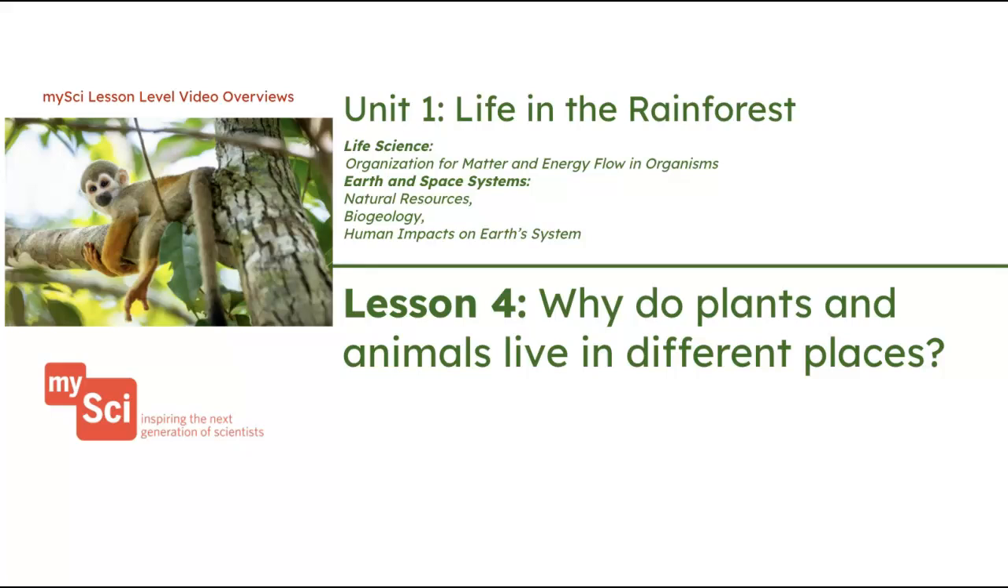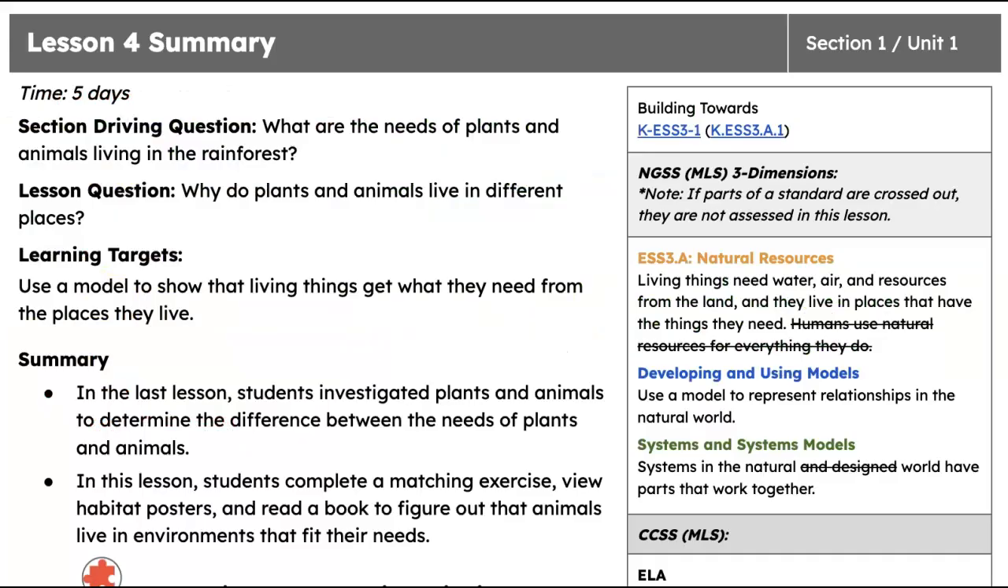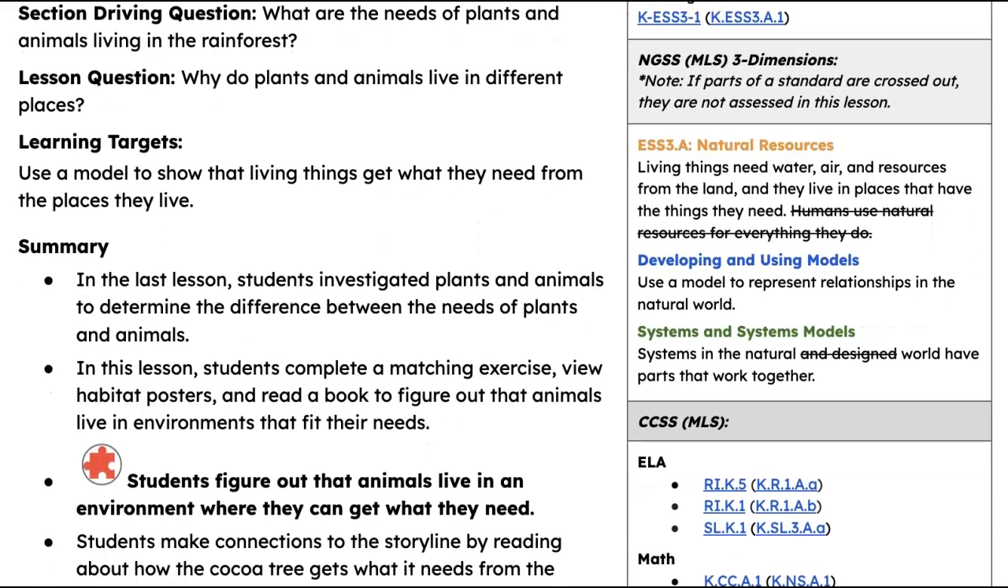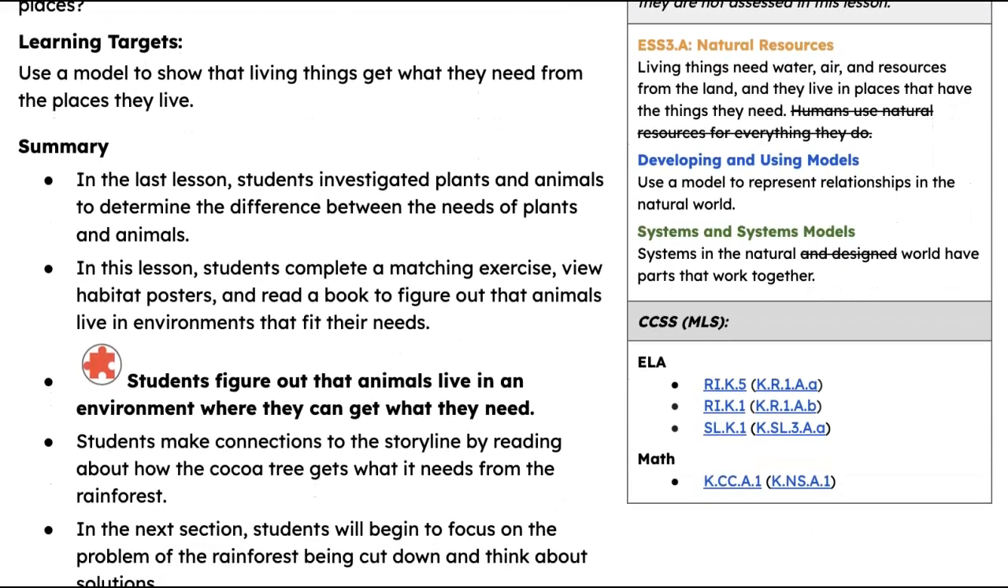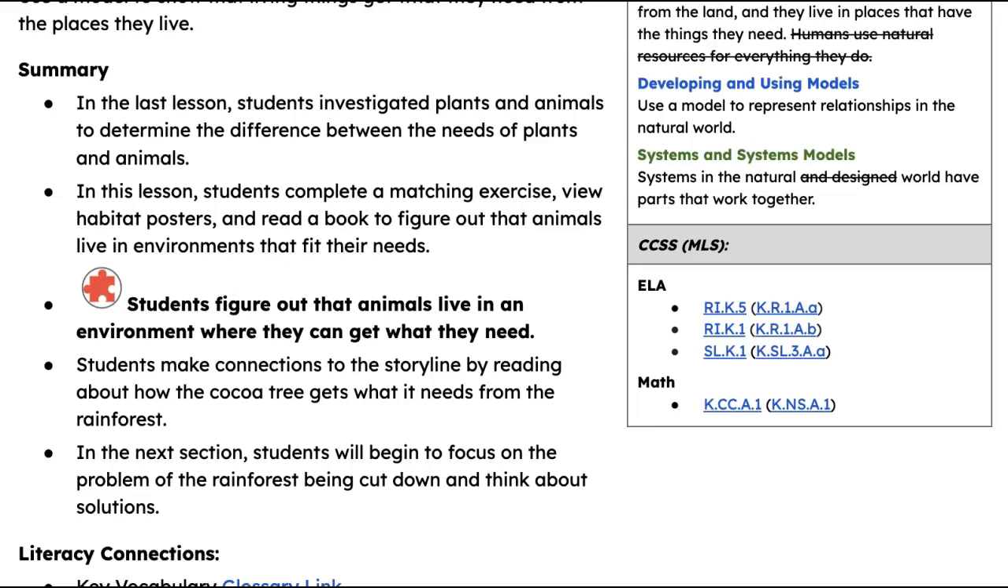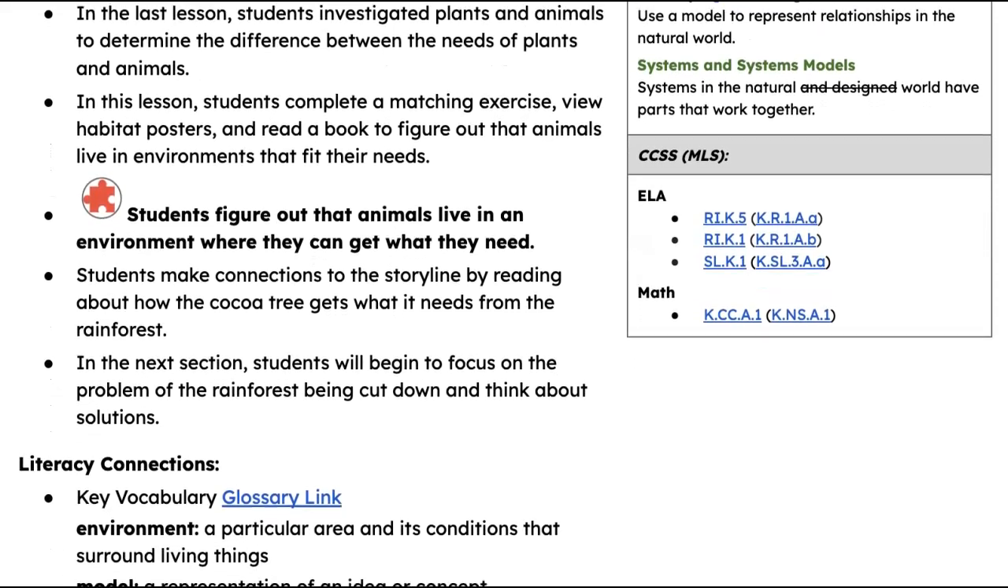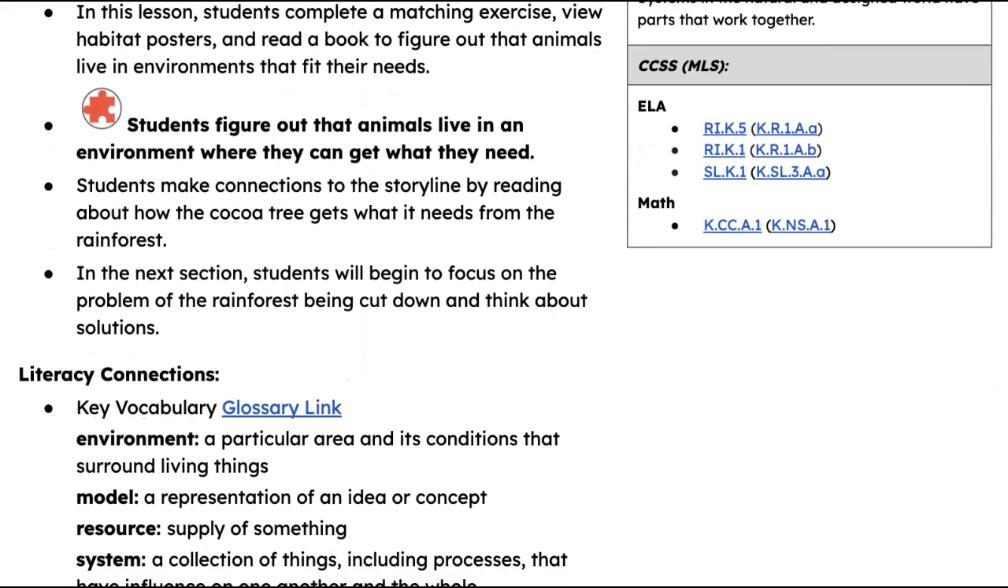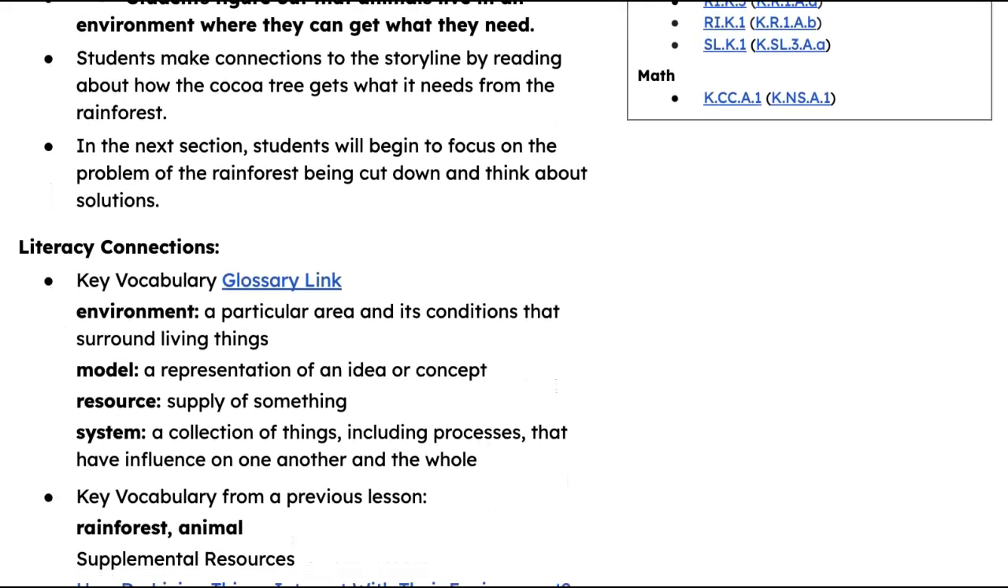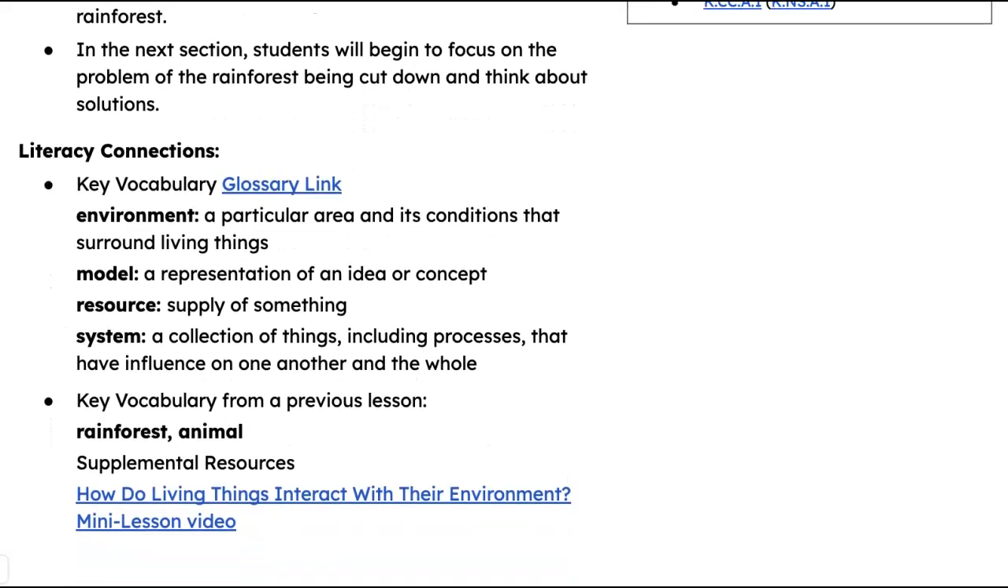Students figure out that animals live in an environment where they can get what they need. Students make connections to the storyline by reading about how the cocoa tree gets what it needs from the rainforest. There are several opportunities for ELA and math cross-curricular connections throughout the lesson. You can look for specific standard connections in the Unit 1 Teacher Guide. This lesson will take approximately 5 days to complete.